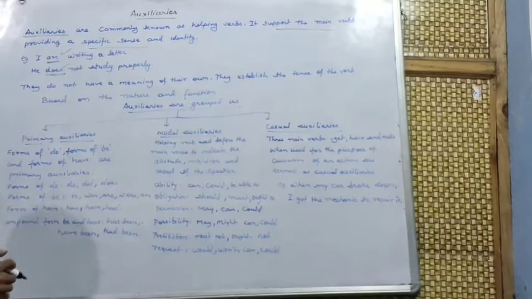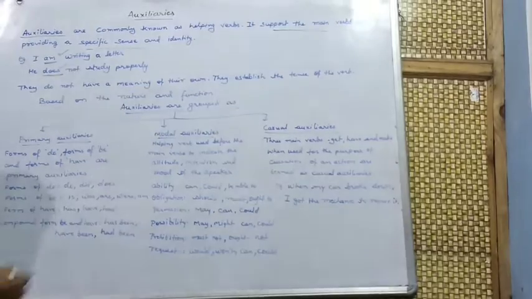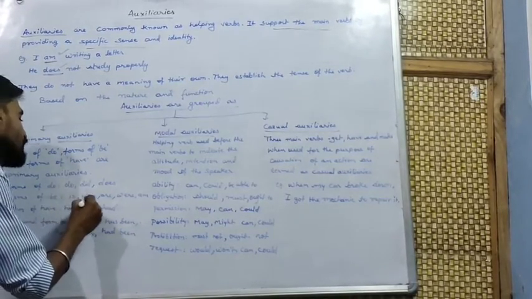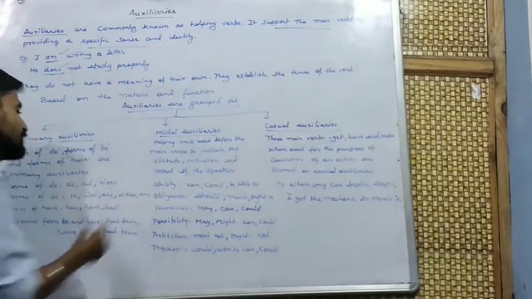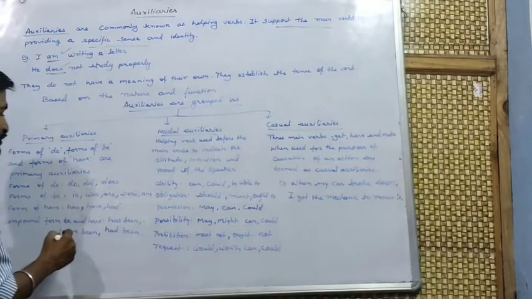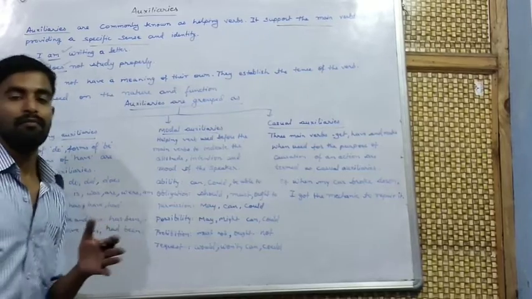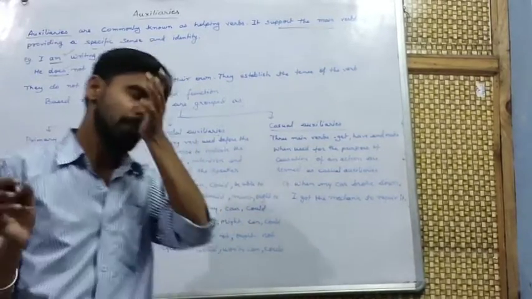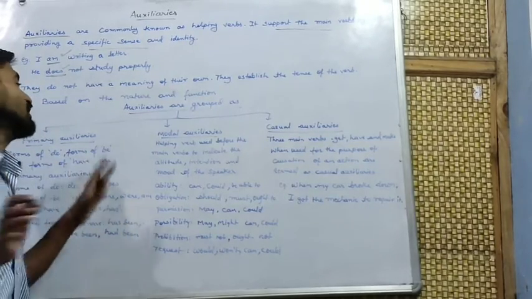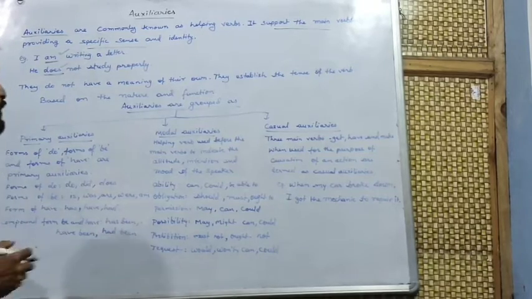Primary auxiliaries, just like forms of do. Forms of do are do, did, does. Forms of be are is, was, are, were, am. Forms of have are have, has, had, and compound forms like have been, had been, has been. These are the helping verbs. These are the primary auxiliaries because they are the forms of the main verbs do, be, and have.